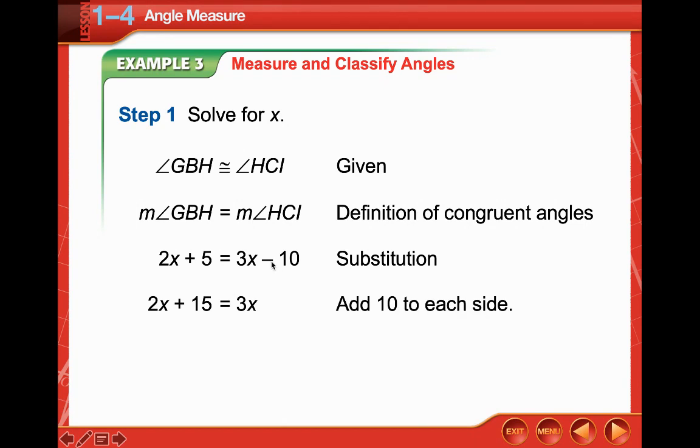Add 10 to each side to get rid of this minus 10. And then you're left with 2x. Well, if you add 10 to this side, you get rid of that minus 10, and you're left with 3x. But if you add 10 to this side, you also got to add 10 to this side. So 2x plus 5 turns into 2x plus 15 equals 3x. Subtract 2x from each side. You're left with just 15. Take 2x away from 3x because you got to do both sides. You're left with 1x. 15 equals x.